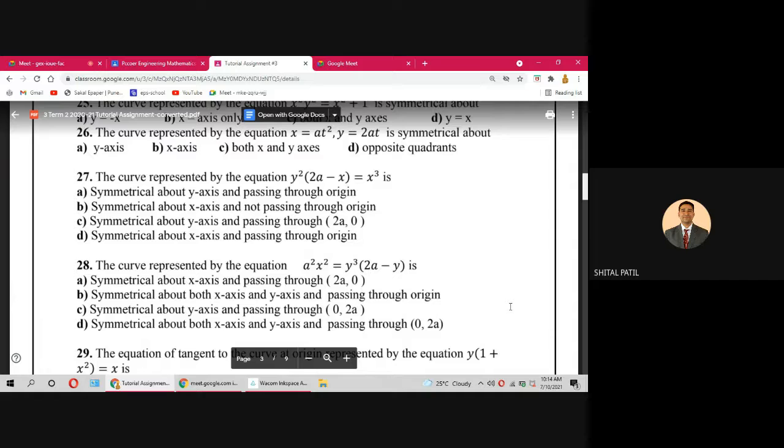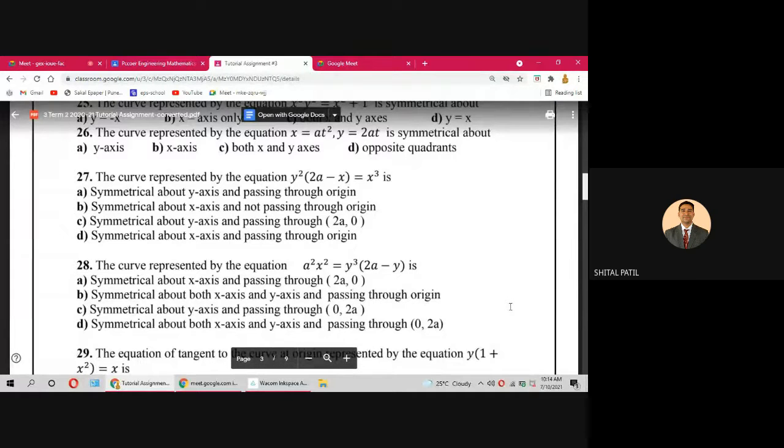So powers of x, are they even? No. We have x and x cube. What about powers of y? Only one term in y, and that is y square. So powers of y are even, therefore symmetry about the x axis. So question number 27, A option is wrong, C option is wrong. Correct option, one of the B and D.